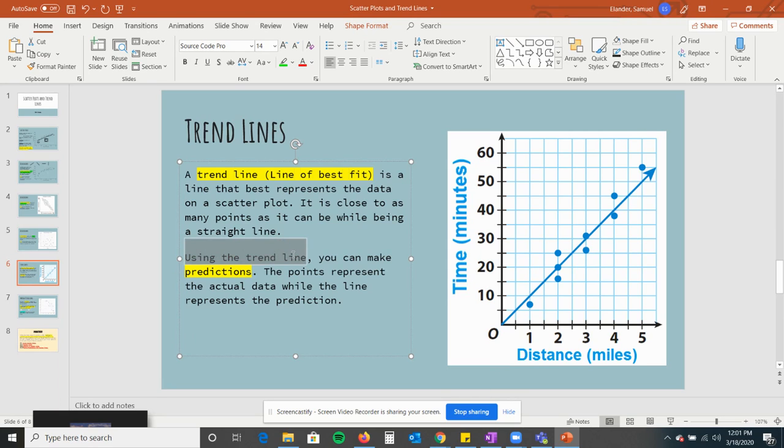So, and you can use this trend line to make predictions, okay? The points represent the actual data, while the line represents an approximate, right? So we can say, oh, okay, even though we don't have a point that says someone that did 2.5 miles, it took them 25 minutes. Even though we don't have the data, we can assume that if this trend continues, that, yeah, if someone ran 3.5 miles, they didn't do that today, but if they ran 3.5 miles, they'd probably take them 35 minutes, according to this graph in this group of runners, okay?